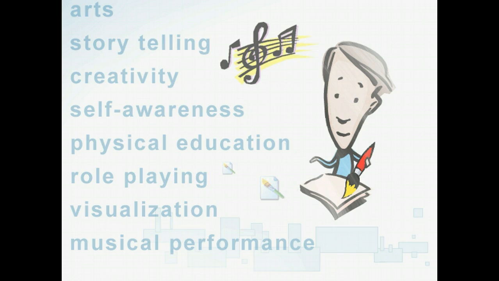Traditional schooling, which is centered around teacher instruction, largely favors the verbal-linguistic and logical-mathematical intelligence types. In order to reach all the other types, Gardner suggests a more balanced curriculum that includes the arts, storytelling, creativity, self-awareness, physical education, role-playing, visualization, and musical performance, among other activities.